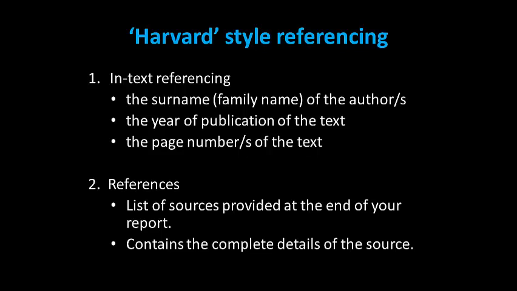The in-text referencing is fairly straightforward. It actually only contains the surname of the author, the year of publication, and usually the page number of where you got the information from. That's not always relevant, the page number. The first two are more important for year 11 and year 12 referencing. And then the reference list at the end is actually just a complete list of all your references and contains the entire details of your source of information.